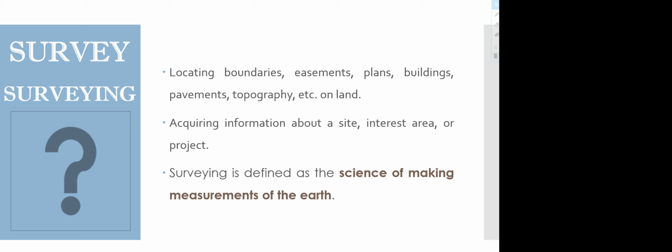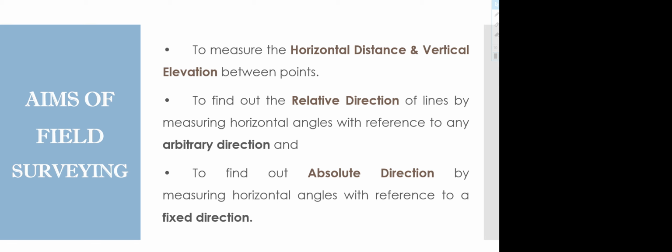So it is the science of doing measurements onto the surface of the earth, or on the land. So that is surveying. We are just going to look into surveying and what it is all about. Firstly, what is the aim of field surveying?